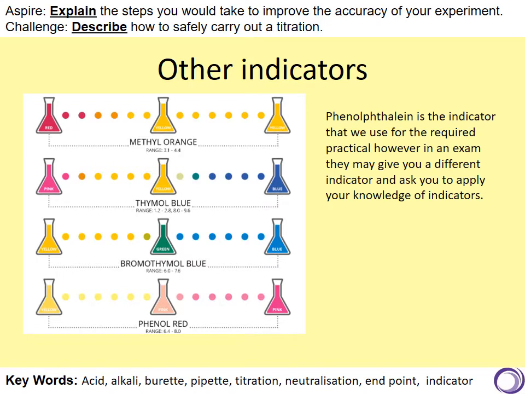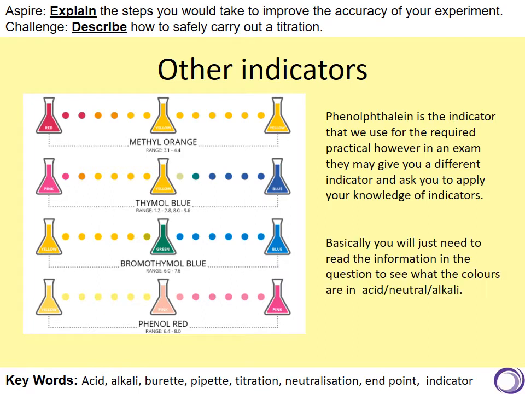We are going to use phenolphthalein as the indicator for our practical, and that is the one that you need in the required practical. However, one of the ways in which they may ask you to apply your knowledge of indicators is to give you a different indicator. Should this be the case, they would tell you in the exam question the colour changes, and you would need to read the information in the question and see what colours the indicator was in acid, neutral and alkali, and then apply that to the question.